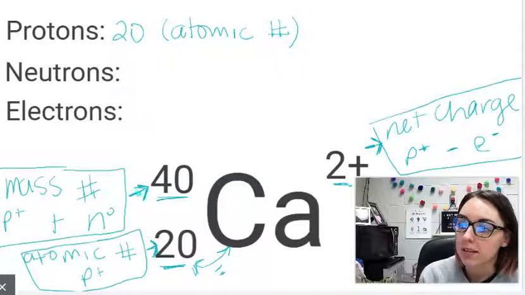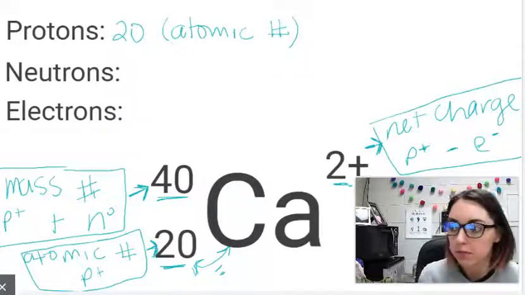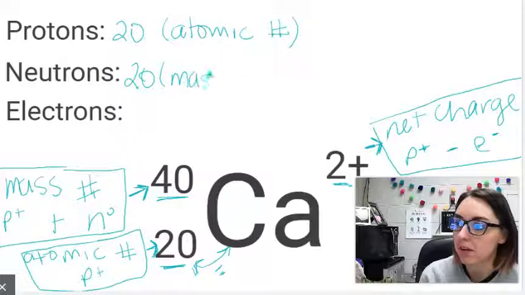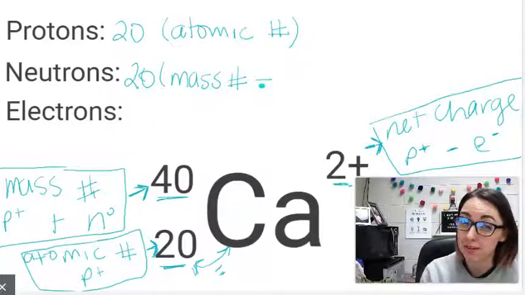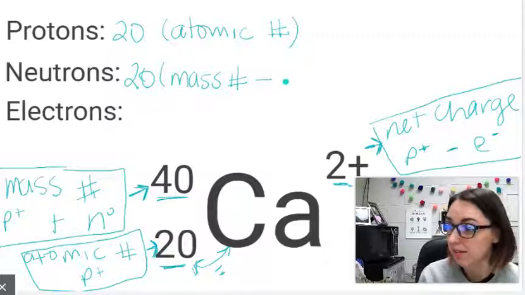For neutrons, well, the only one of these numbers that includes anything about neutrons is the mass number. But mass number, you'll see, is protons plus neutrons. So that means to get my neutrons, I must do the mass number minus the atomic number. Because I'm doing protons plus neutrons, that's the total, minus just the protons, gives me just the neutrons. So I'm just subtracting it out.